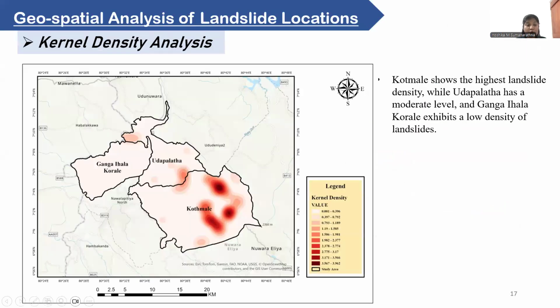And this map shows the kernel density analysis. According to this map, Kothmale shows the highest landslide density, while Udapalatha has a moderate level, and Ganga Ihala Korale has low density of landslides.